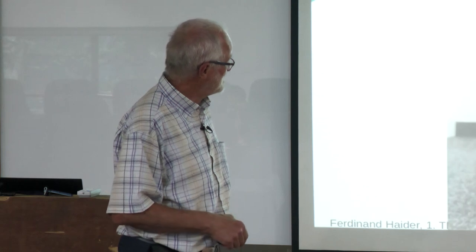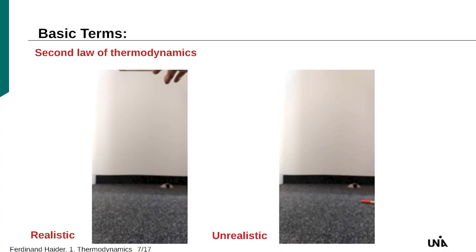And here is another very simple example. This pen falls down if you release it, but it does not jump up. Everybody knows this situation is realistic, this situation is unrealistic. On a video you can do it, but I guess nobody among you ever saw such a strange behavior. So why is it so and not so? If you look at energy, it would be very easy.